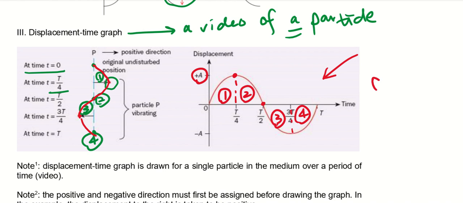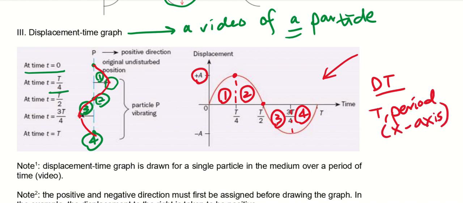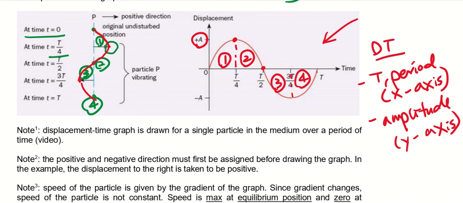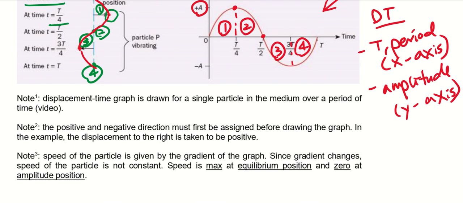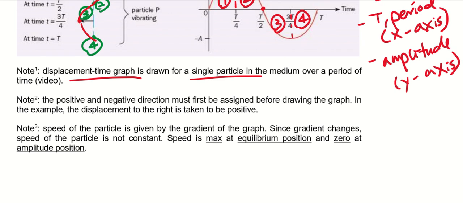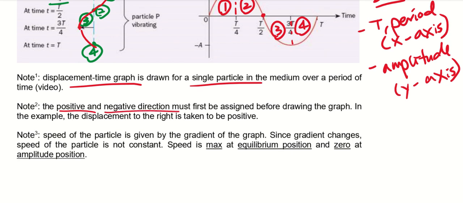So what can we get from a DT graph? Remember, we can get the period from the x-axis. And what else? We can also get the amplitude from the y-axis, which is the maximum displacement that it experiences. Note one: the displacement-time graph is drawn for a single particle, so we need to assign the positive and negative direction. Right may be positive, left is negative, up to you, you can choose.